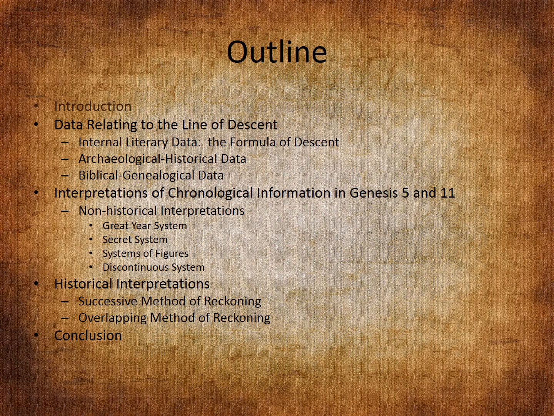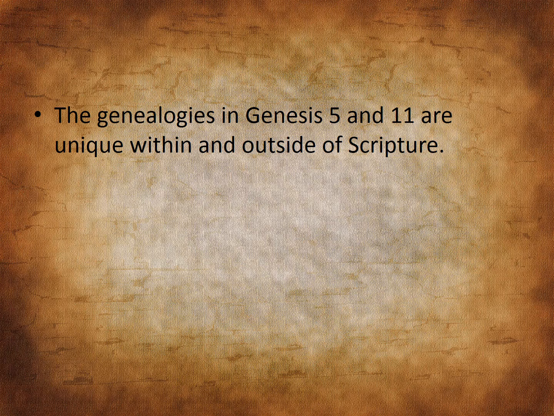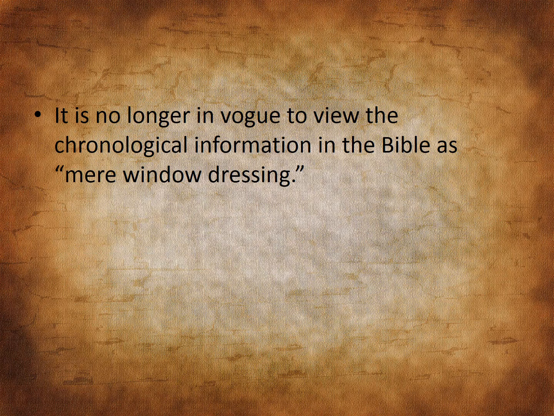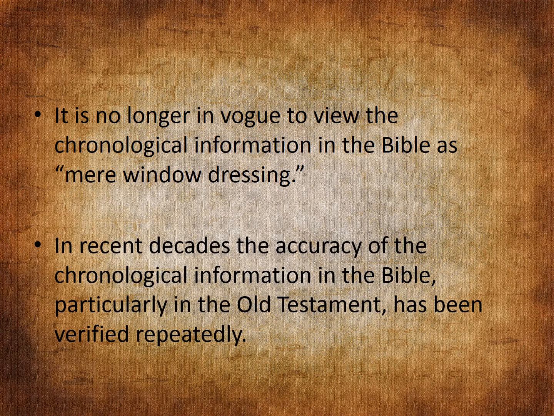Introduction. The genealogies in Genesis 5 and 11 are unique within and outside of Scripture. They are called chronogenealogies because of the mixture of both chronological and genealogical data. It is no longer in vogue to view the chronological information in the Bible as mere window dressing. In recent decades, the accuracy of the chronological information in the Bible, particularly in the Old Testament, has been verified repeatedly.